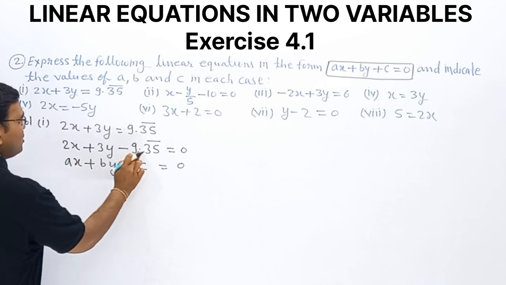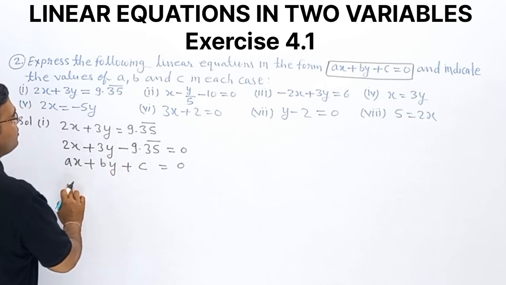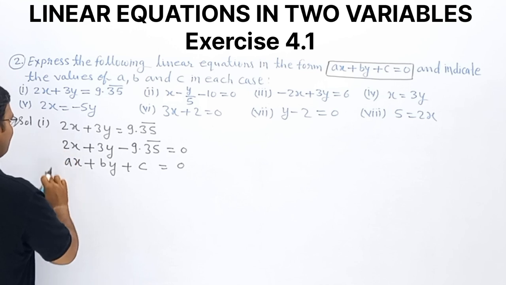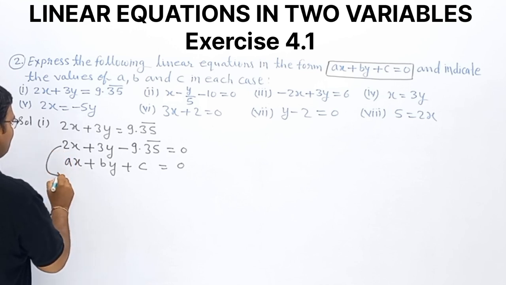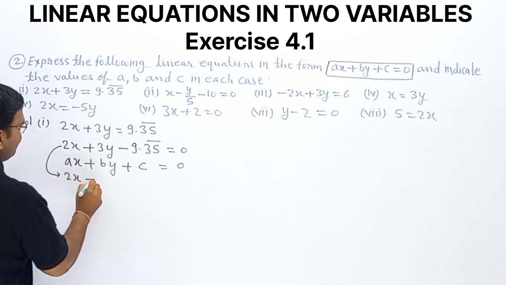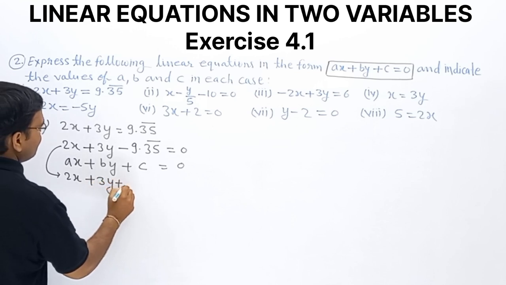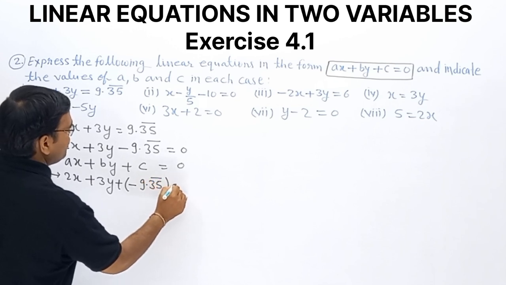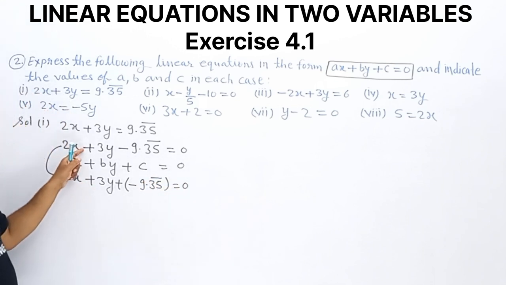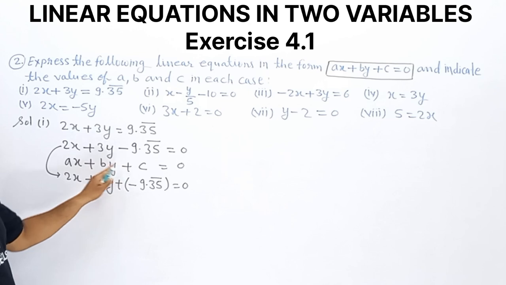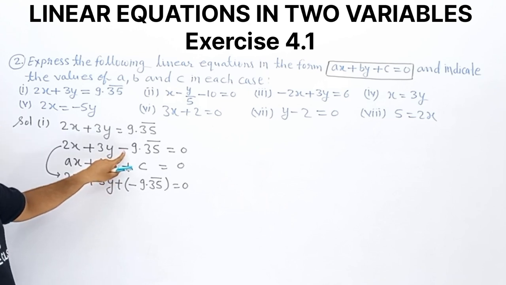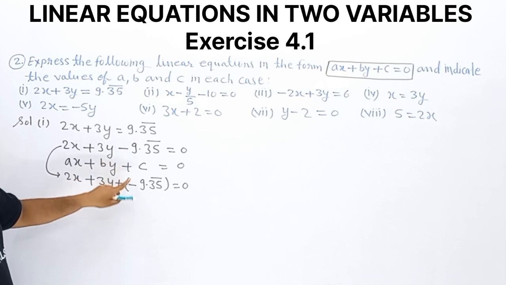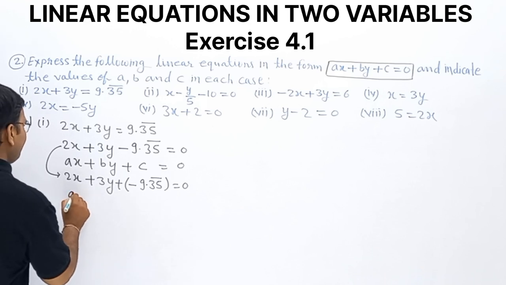First we should write this equation again in the general form. This can be written as 2x plus 3y plus minus of 9.35 bar. Observe what we are doing. Both are the same, but the general form has a plus sign, while this equation has a negative one, so we put a plus there. Now compare this with the general form.